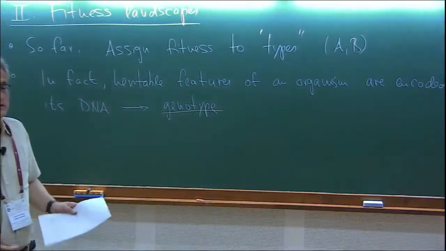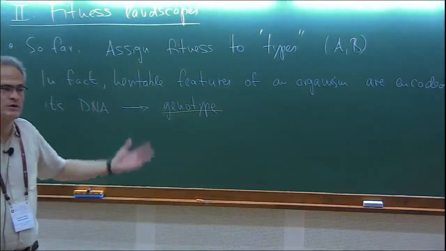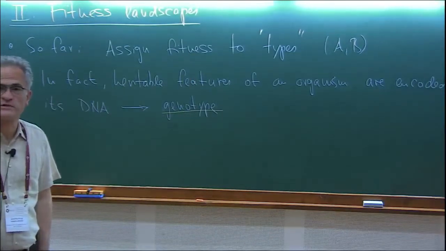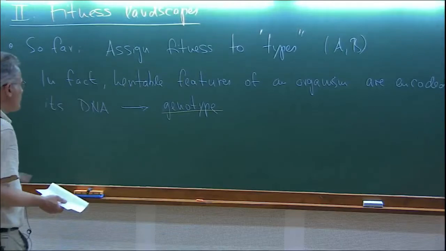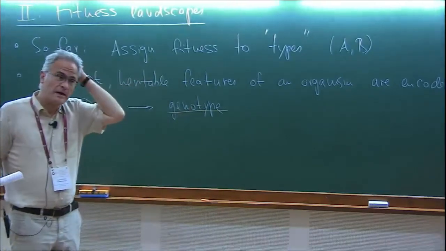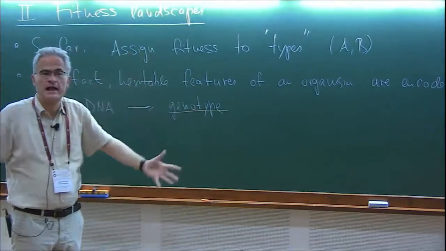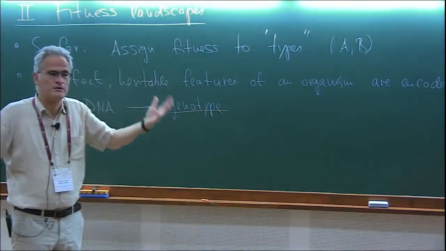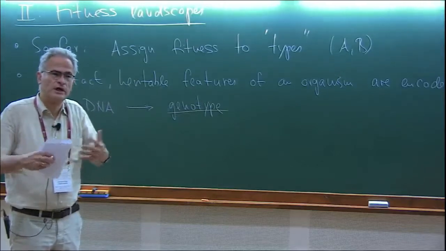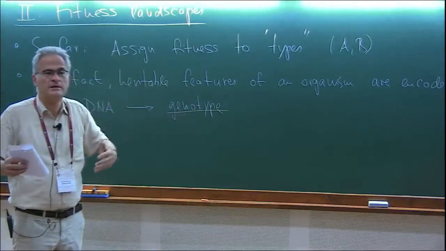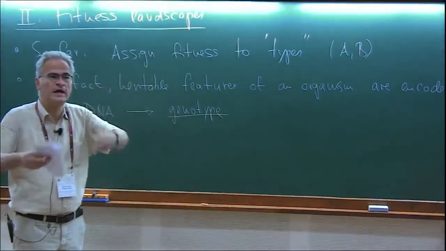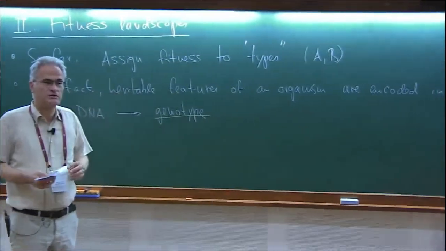Of course, it depends on a lot of other things as well. It will depend on your environment. It will depend on the interaction with other organisms and so on. So in principle, the mapping from genotype to fitness is something very complicated, and in some sense it entails most of biology. If you think about developmental biology, how the organism develops from the embryo to the adult, if you think of ecology, how organisms interact with each other, all that in the end somehow factorizes into fitness.